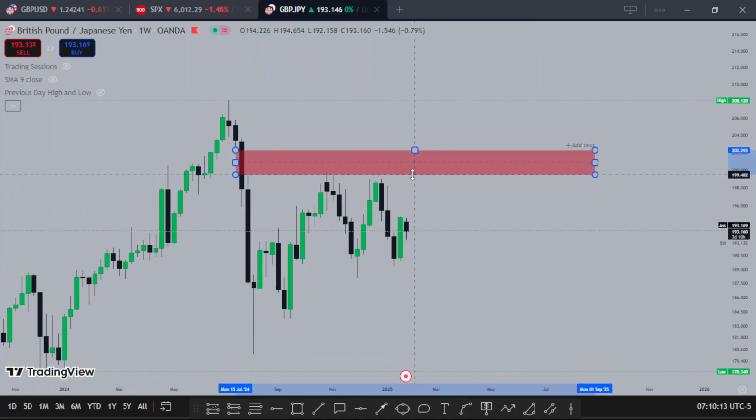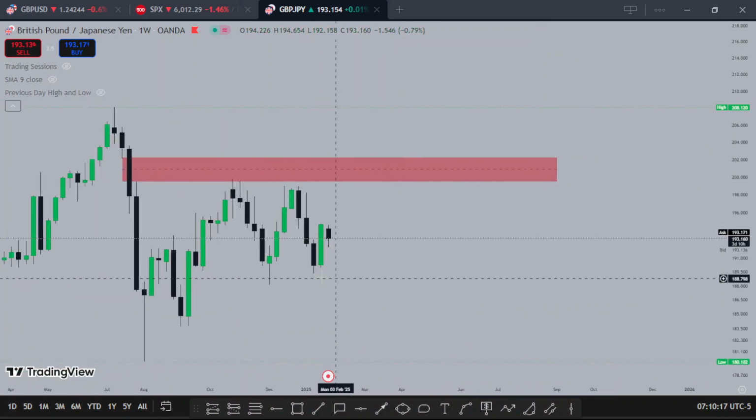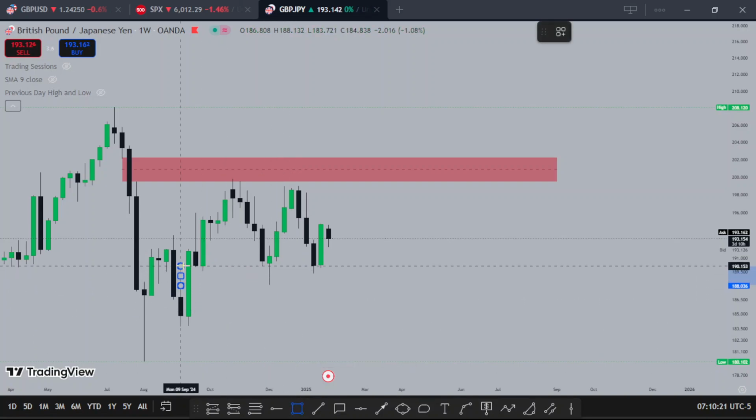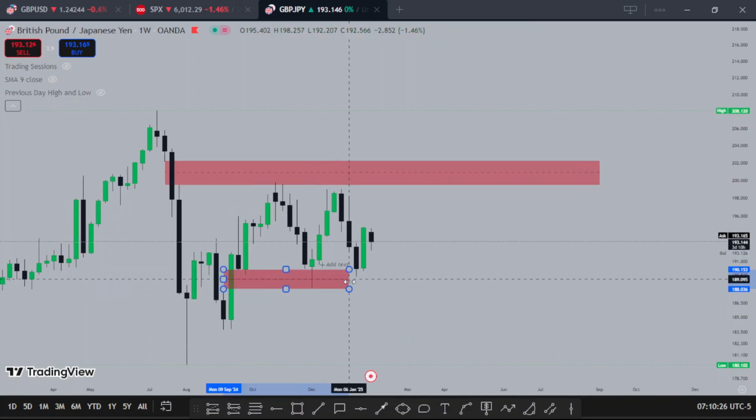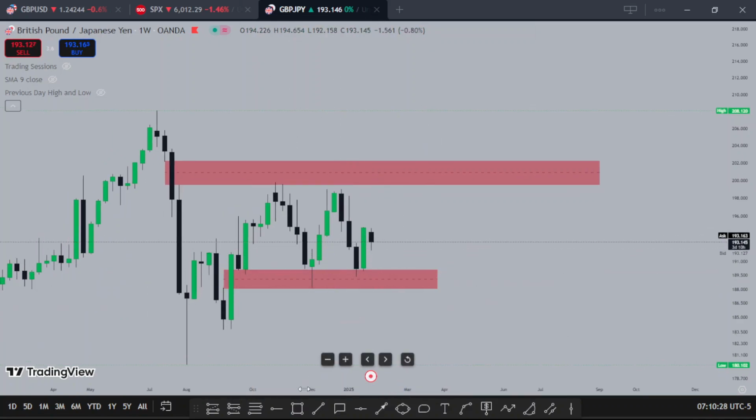Price seems to have respected the fair value gap over here. It respected the fair value gap and then it reacted down. After it reacted down, we see that price was kind of stuck in this gap and this gap. So what does that mean? That means that's a range. So price is just reacting off high, low, just consolidating inside this weekly gaps over here.